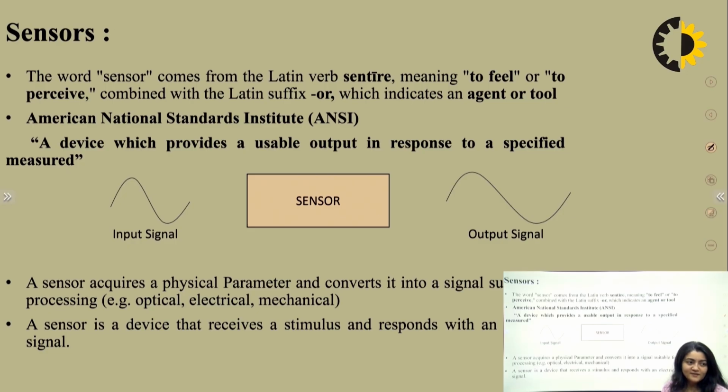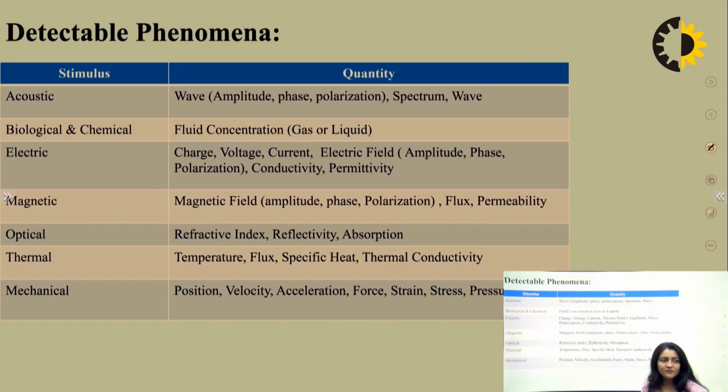So a sensor is a device that receives a stimulus and responds with an electrical signal. Now, what kind of stimulus can it have? It can be acoustic, biological, or chemical. In the form of acoustic, we have wave amplitude, phase, polarization. In biological and chemical, we have fluid concentration.